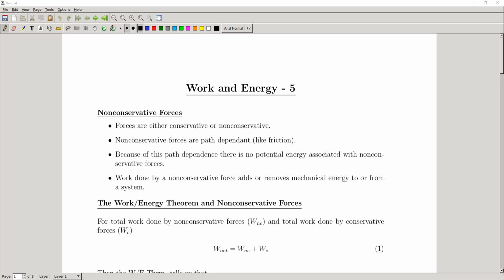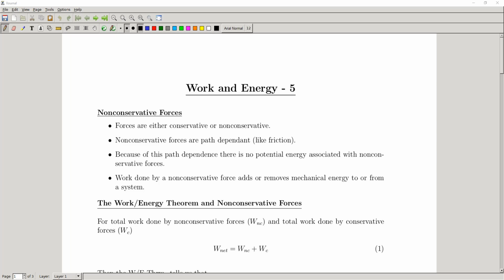Okay, this is our fifth video on the work energy theorem in our work and energy module. In this video, we're going to be focusing on non-conservative forces, and so let's jump right into it here. So forces can be either conservative or non-conservative. For now, there's no other option for us. Okay, so either a force is conservative or it's non-conservative.